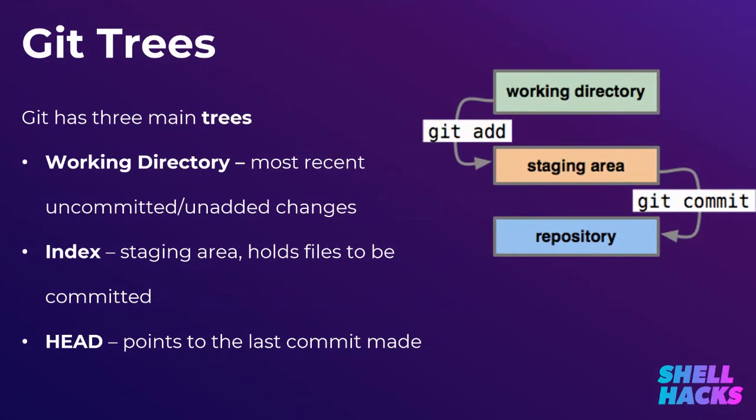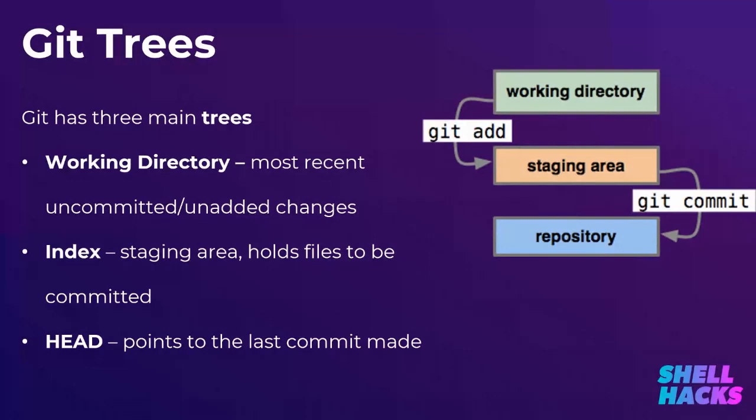Something else that you should learn about is something called Git Trees. And this is like the backbone of how Git actually works. So we have a working directory, which is where your most recent uncommitted, unadded changes are stored. So if you have a repository and you're working on code and you haven't fully committed it or pushed it to a repository, this is where it'd be located, in your working directory.